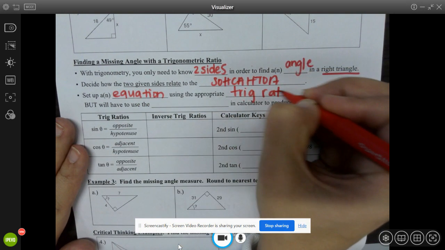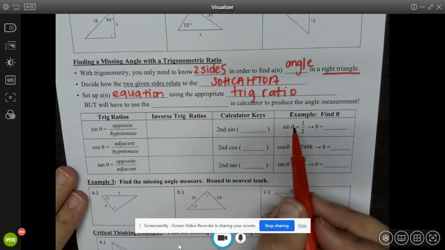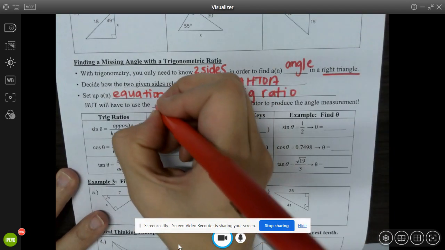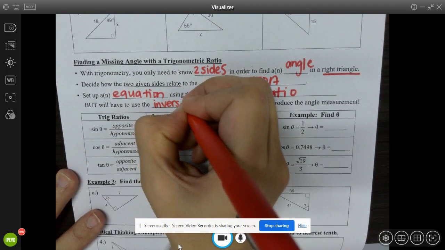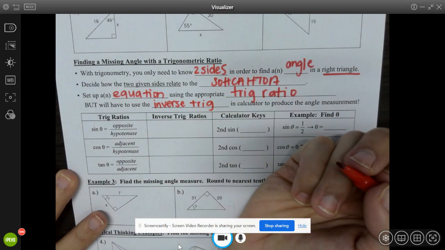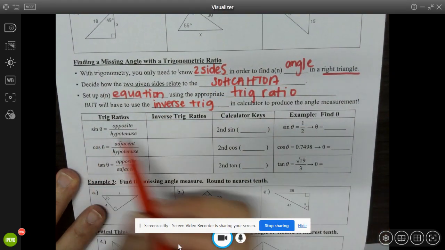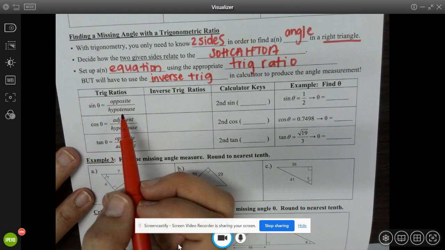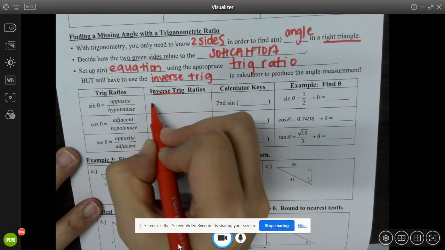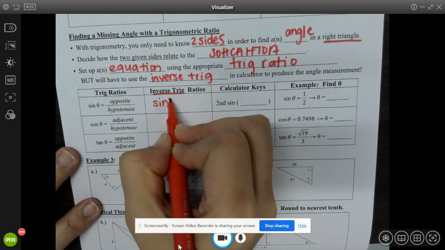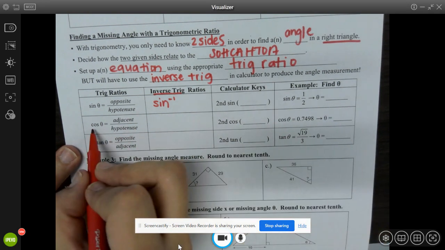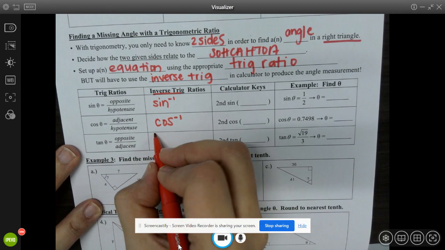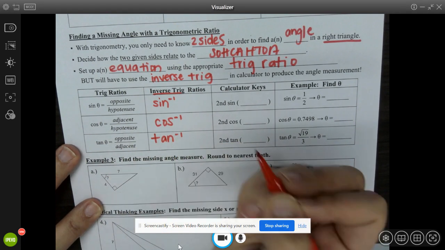But since we're solving for the angle this time, so if you look down, we're going to be solving for theta. We're not going to know what theta is. We have to use the inverse trig buttons in the calculator to solve. So if your equation comes out to be sine of your angle equaling a fraction, then you're going to be using the inverse sine, which looks like this, sine -1. If it's cosine, you'll be using the cosine -1. And if it's tangent, you'll be using the tangent -1.